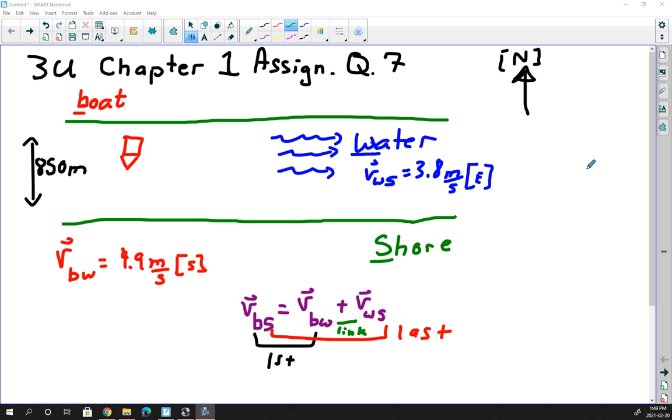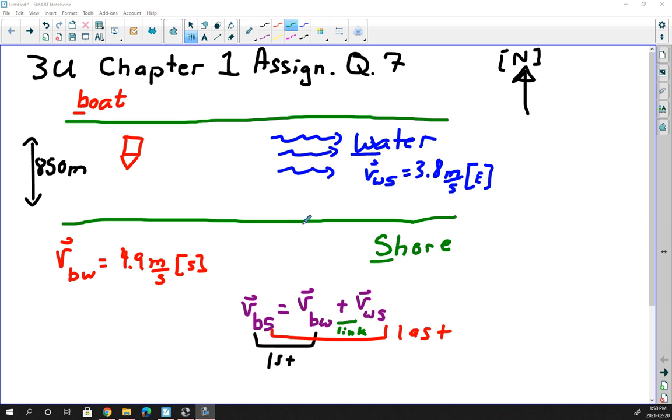It says a ferry boat is crossing a river that's 850 meters wide. So look, there's the river, 850 meters wide. The shore here is in green, so shore is one of the reference frames. Here's the water moving in the river, so water is one of the reference frames. And here's the boat, in the water, and that's one of the reference frames. So we have our three reference frames: boat, water, shore.